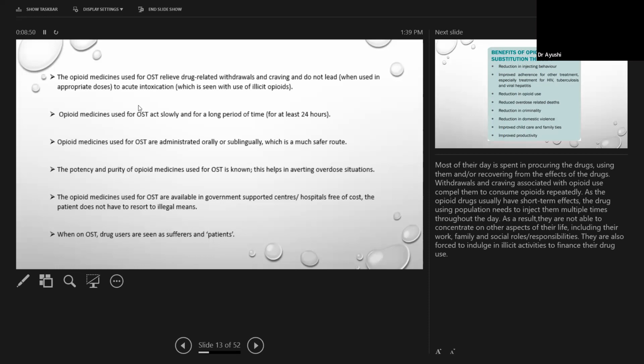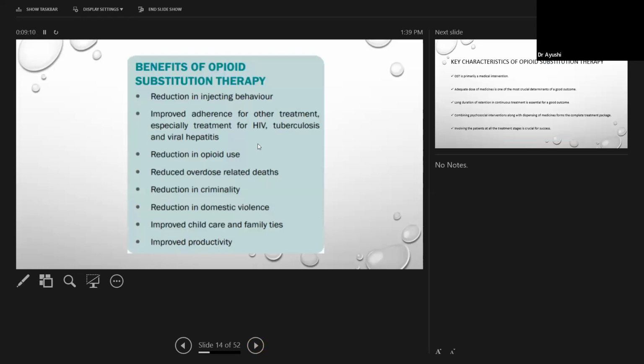The opioid medicines which we use for substitution therapy are available in government-supported centers or hospitals free of cost. The patient does not have to resort to illegal means. And when OST is started, the drug user is seen as a sufferer and patient. So the benefits of opioid substitution therapy are reduction in opioid use, reduced overdose-related deaths, reduction in criminality, reduction in domestic violence, improved childcare and family ties, improved productivity, reduction in injecting behavior, and improved adherence to other treatments, especially treatment for HIV, tuberculosis, and viral hepatitis.